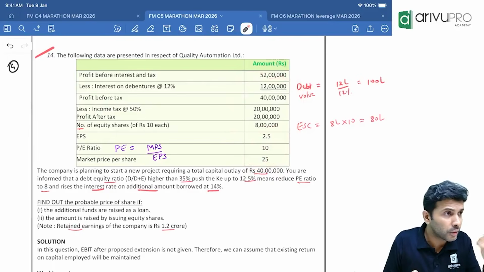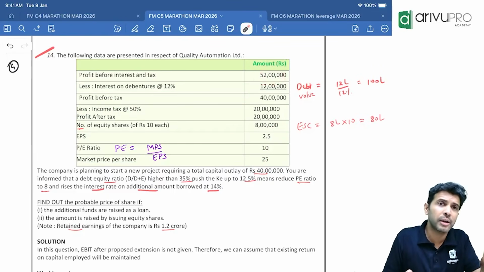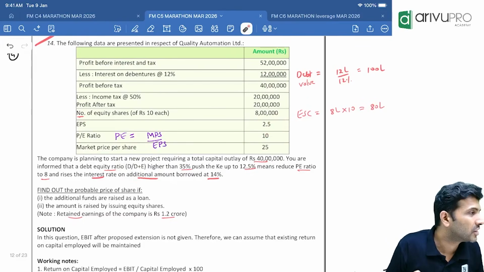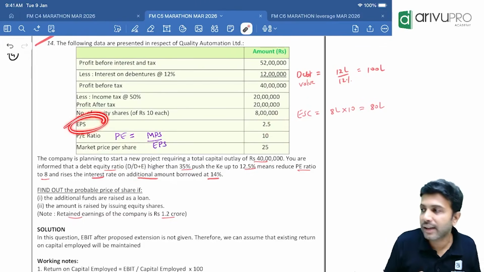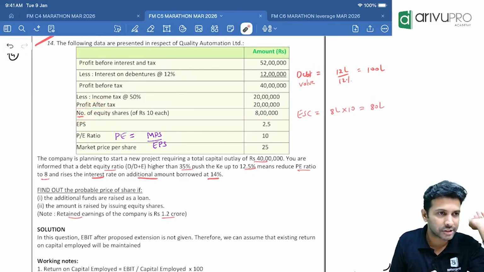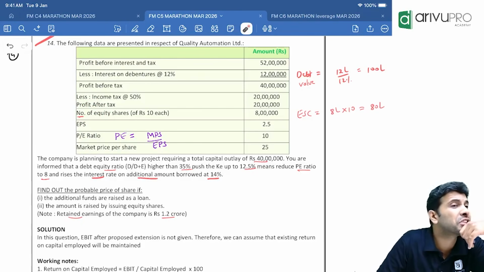No. Now we are doing a new project. When you do a new project, you will get the same EBIT or EBIT will increase. That means the same EPS you will get or it will change. Now you tell me, what is the formula for EPS? Earnings divided by total number of equity shares. Total number of equity shares I can find, that's not a problem. What about earnings?